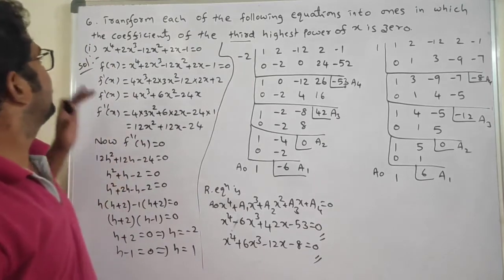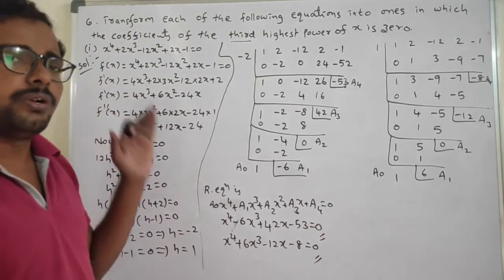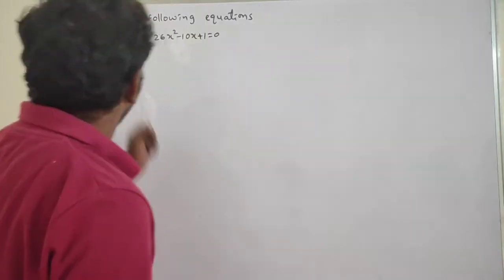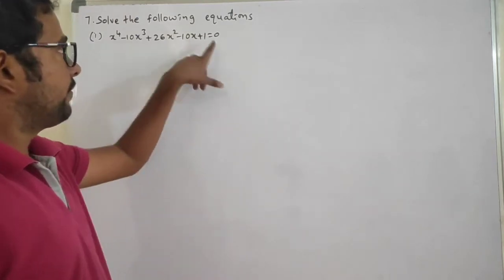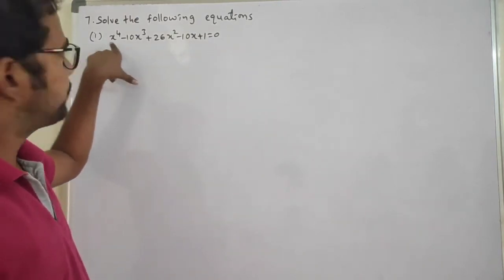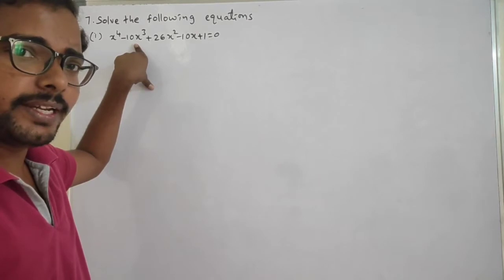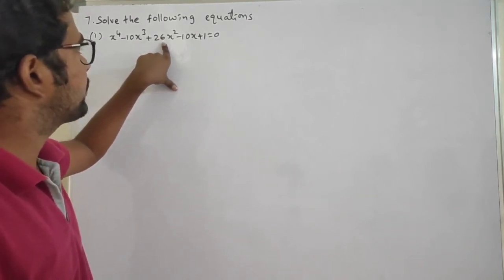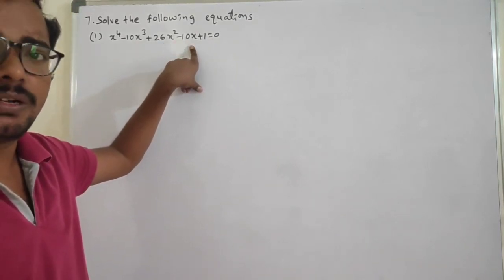Okay, now in the sixth question we have a second question also. Do that also as homework. Now the seventh question, solve the equations. In that, the first one: x power 4 minus 10x power 3 plus 26x square minus 10x plus 1 equals 0.